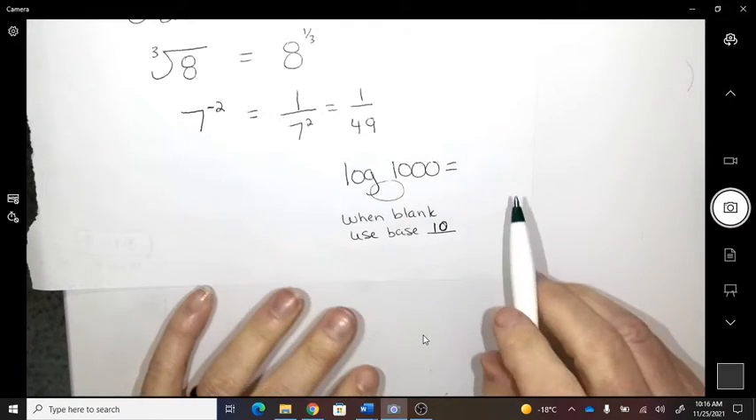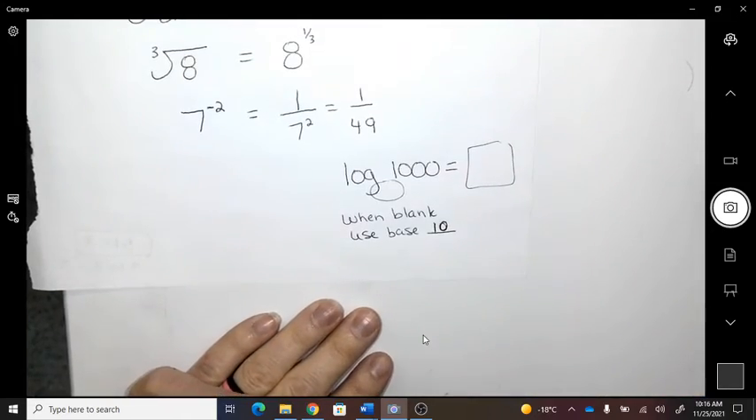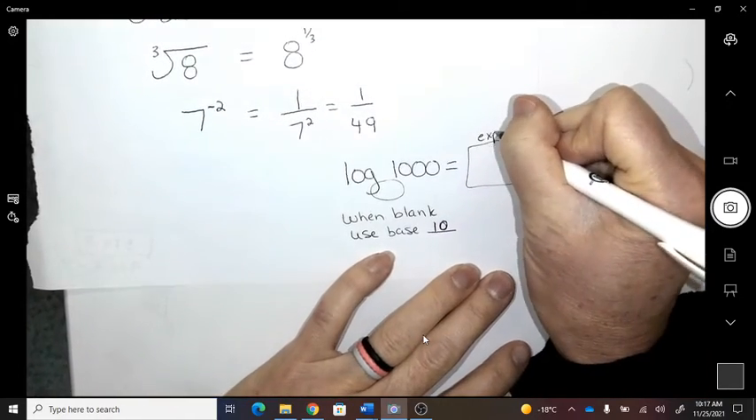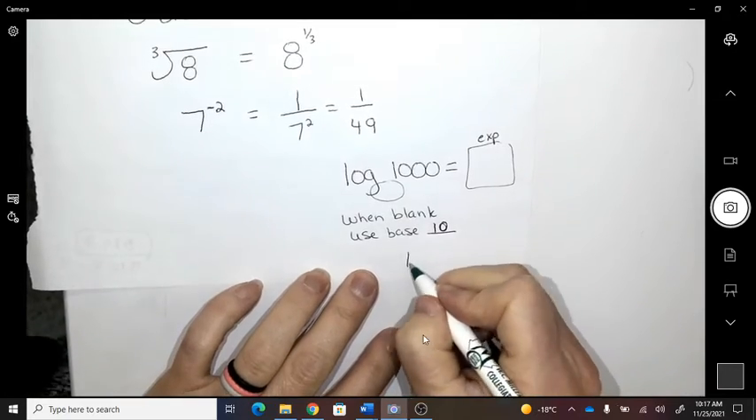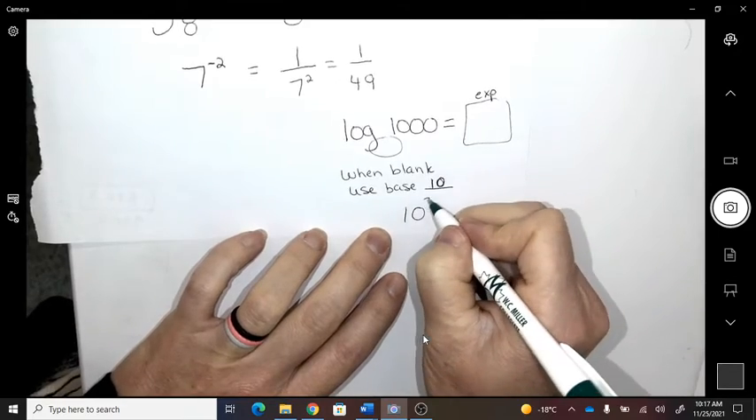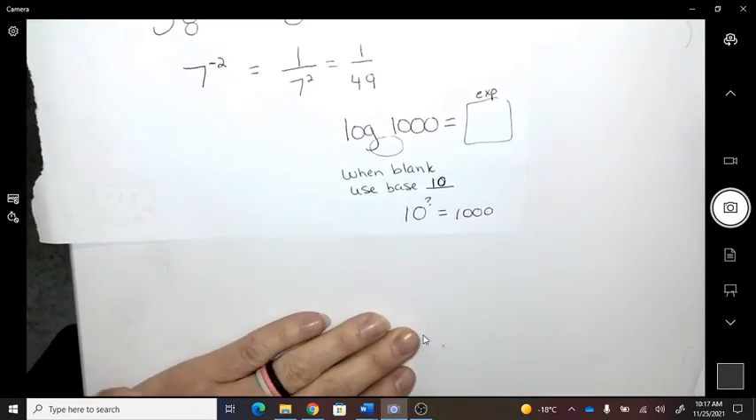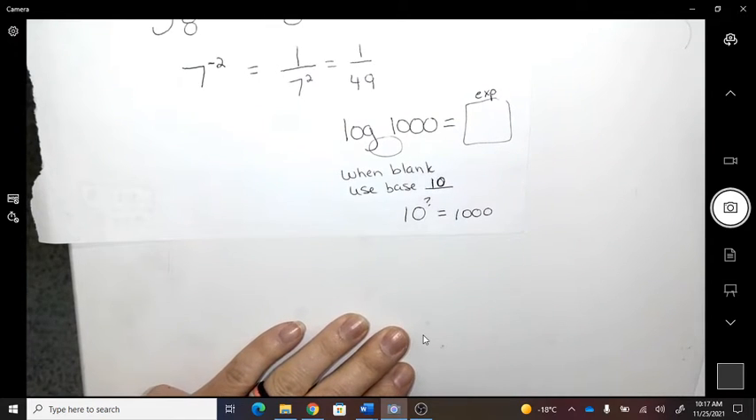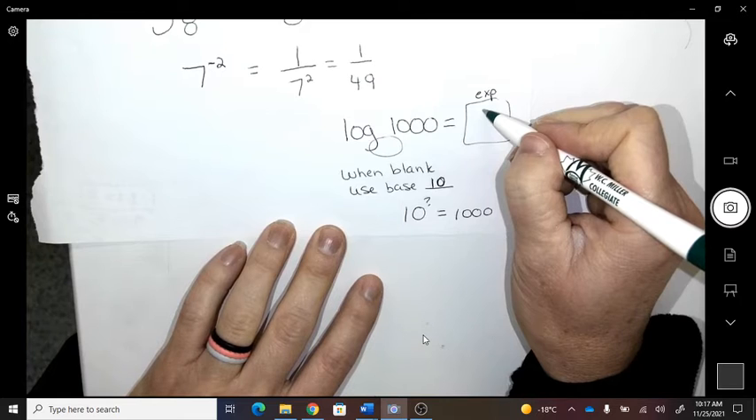Okay, so what is the result of this? So in other words, what's the exponent? So what is my brain thinking? The base is 10. I'm trying to figure out what exponent would make a result of 1,000. So what should I put here? 3.